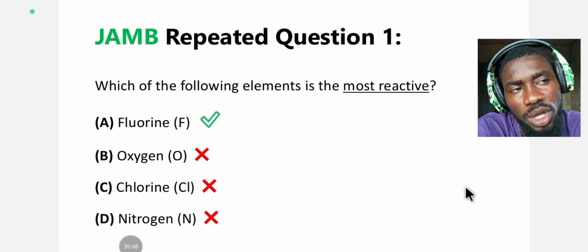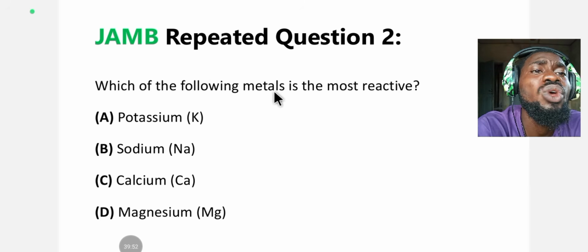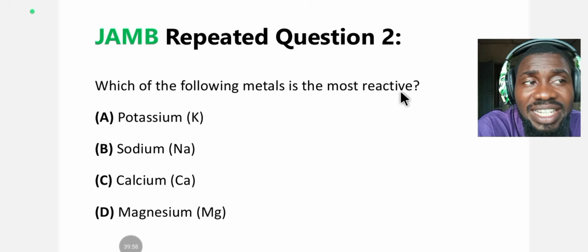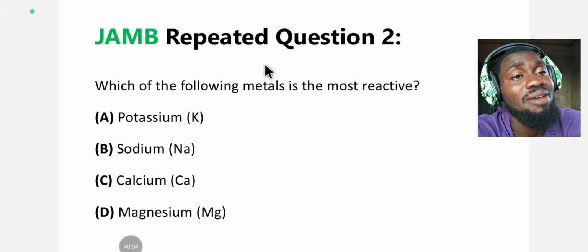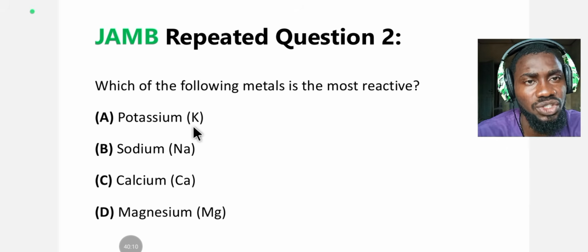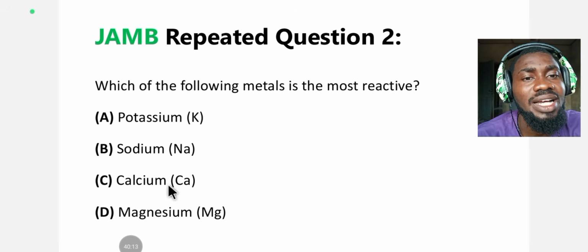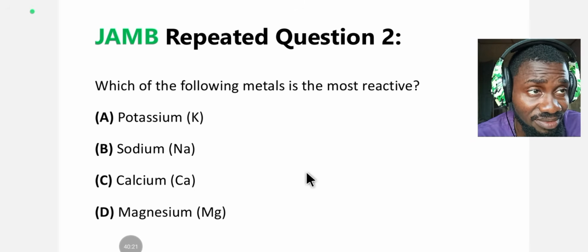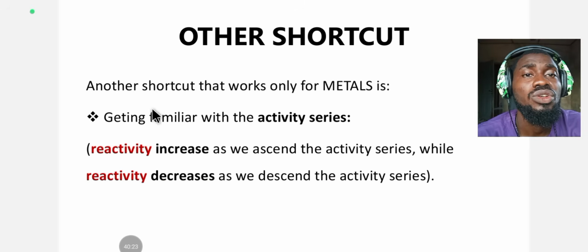So let's look at the second JAMB repeated question. Question 2 reads, which of the following metals is the most reactive? Take note of the key word here, metals. Which of the following metals is most reactive? A. Potassium. B. Sodium. C. Calcium. D. Magnesium. Let's find out the answer.